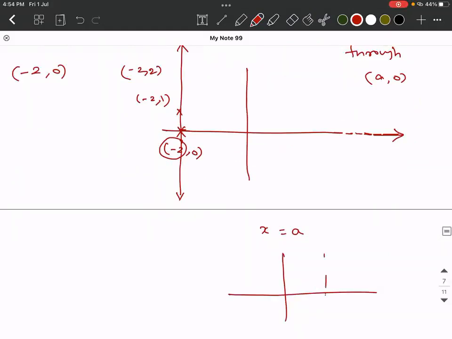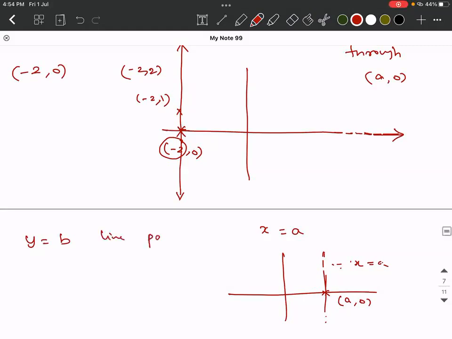Because when you draw a line like this, this point is (a, 0), and the equation of this line is x is equal to a. x is a constant basically. So when you say x is equal to constant, that line is always parallel to the y-axis. Similarly, if you have y is equal to constant, it is a line parallel to the x-axis.